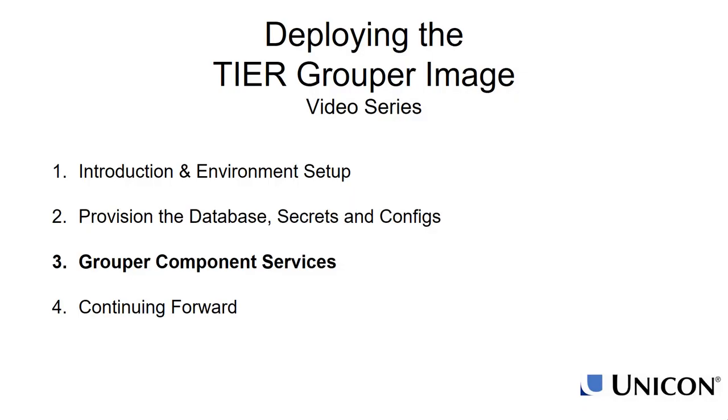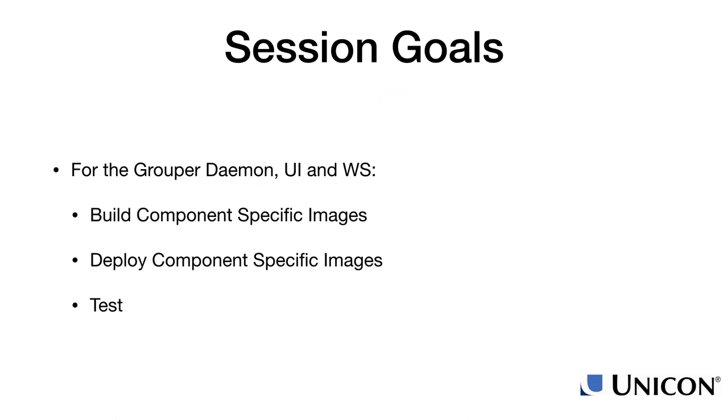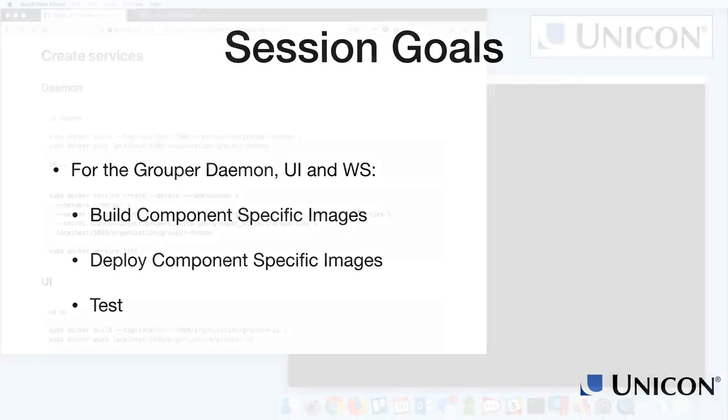Welcome to our third video in the series. In this video, we'll be deploying our Grouper components or roles as Docker services. For each of the components, the Grouper daemon, UI, and web service, we'll be building an institutional specific image. We'll deploy that image in Docker Swarm, and then we'll test and demonstrate that the container is working as expected.